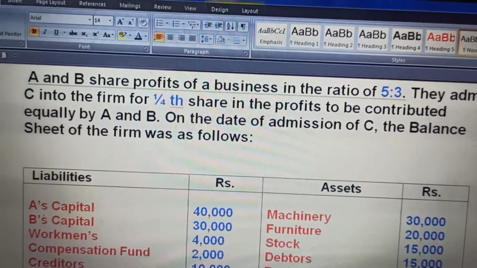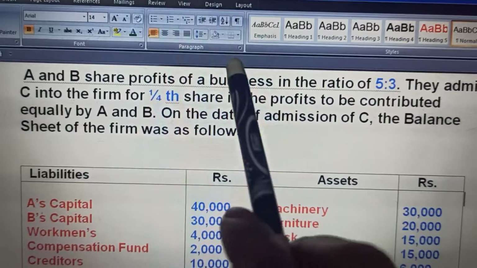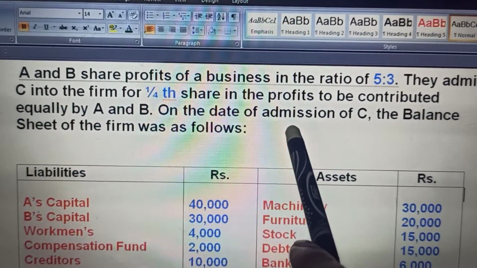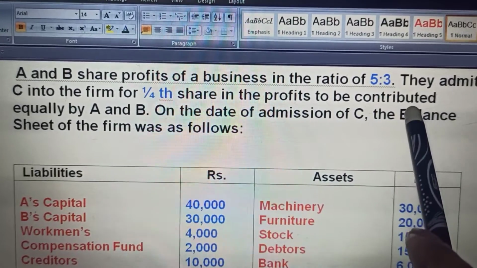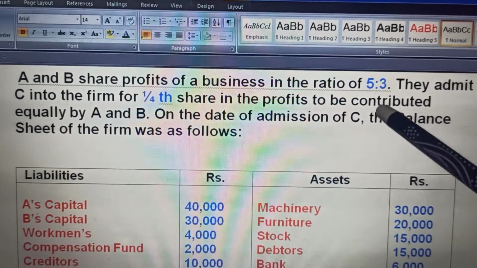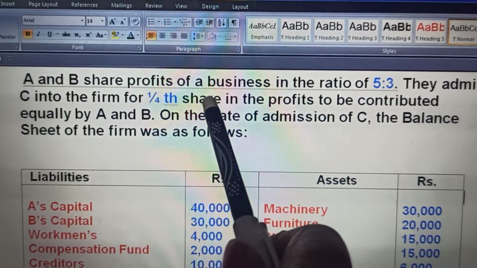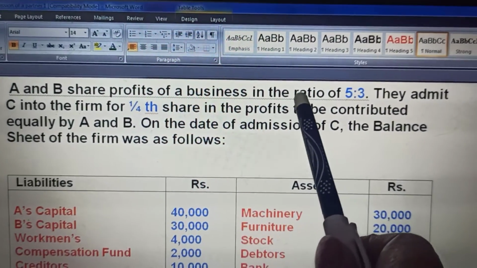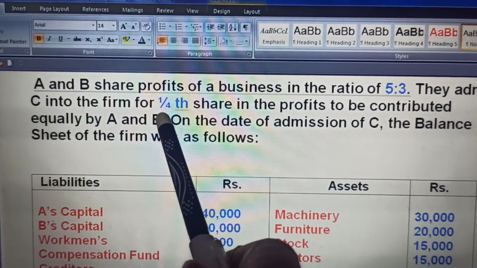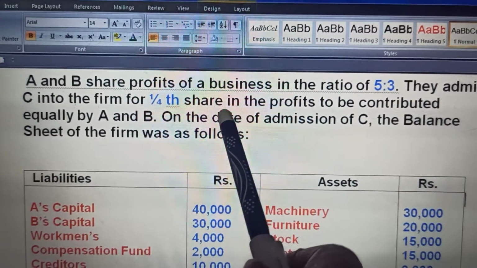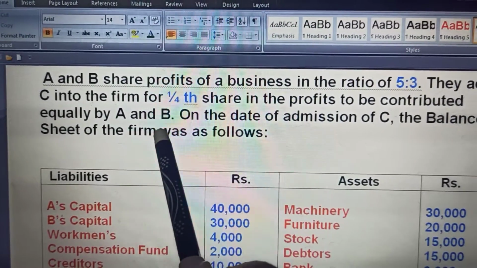Okay, see here girls, one more illustration for the same type of adjustments. This is illustration 53 in my textbook. Please locate this coinciding illustration number in your textbook. Even if you don't find it, just focus here. A and B share profits of a business in the ratio of 5:3. They admit C into the business for 1/4 share in profits to be contributed equally by A and B.